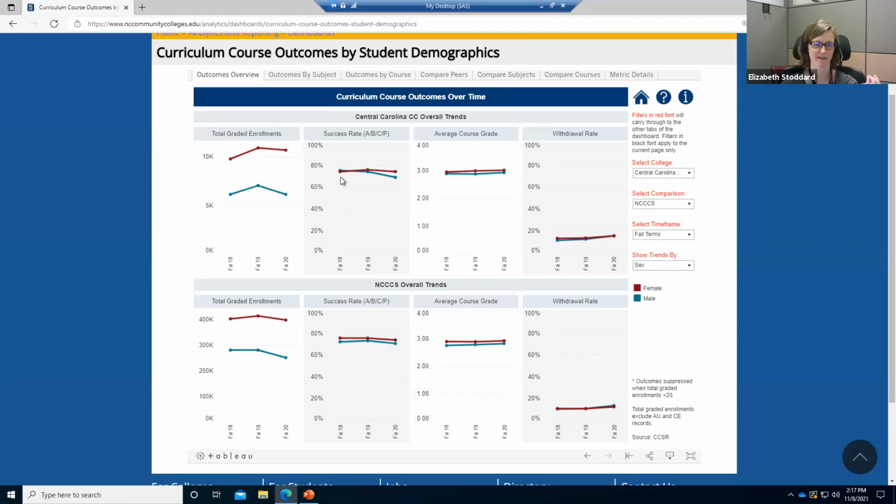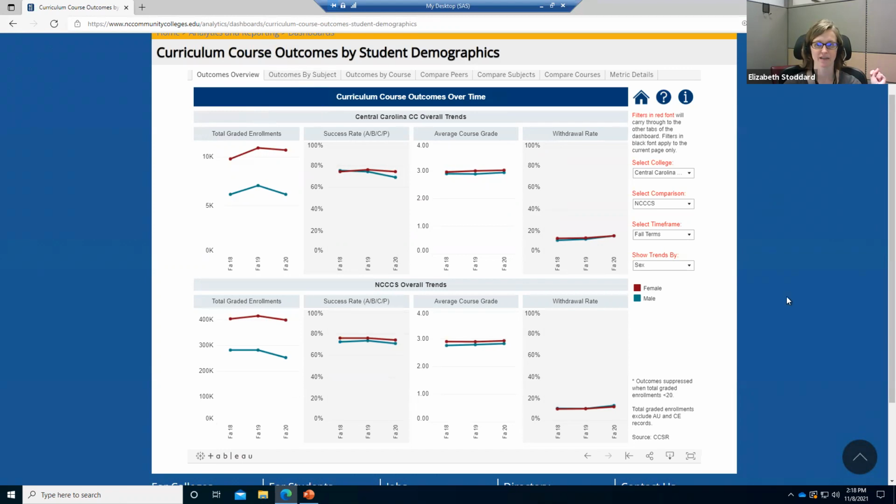So for example, looking at success rate by sex, we can see that in fall 18, males and females at Central Carolina were almost on top of each other, but males, sorry, had a very slightly higher success rate than females. And as we're moving through the three terms, that gap has widened between males and females, and it has switched. So now females have a success rate of 74% in fall 20, and males are at 69%. So that's a 5% gap that we're seeing now. So you can follow those trends.